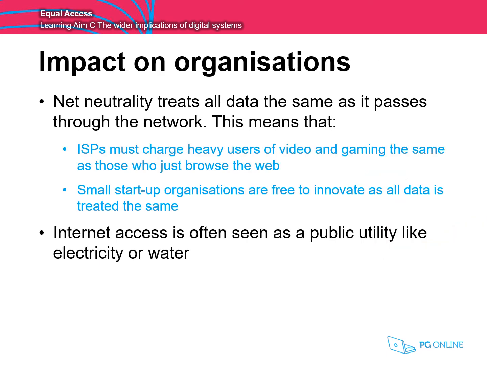Net neutrality can also impact businesses and organizations. By allowing all the data to be treated in the same manner, this means businesses can benefit. For example, if they are small and just setting up, their data will be treated just the same as a large business, and therefore they can help to compete.